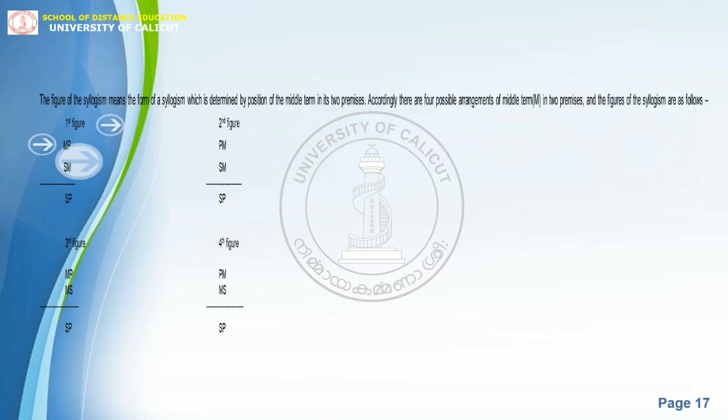It is the position of the middle term which determines the figure of the syllogism. The following slide gives the four different figures.